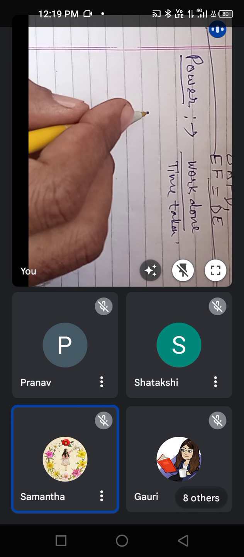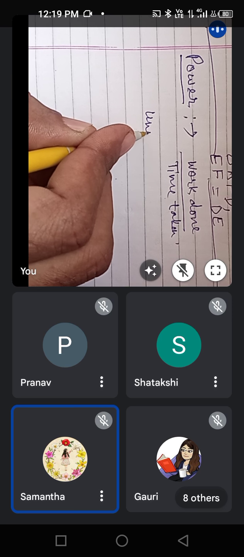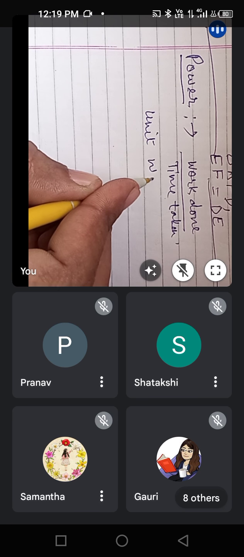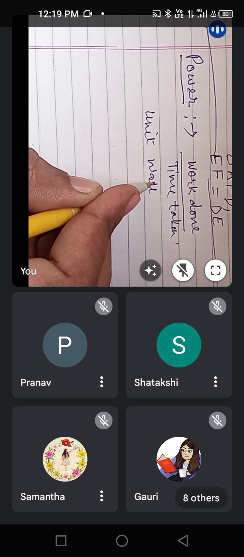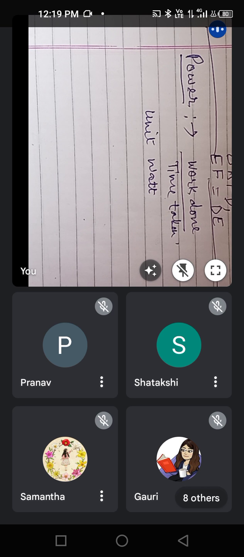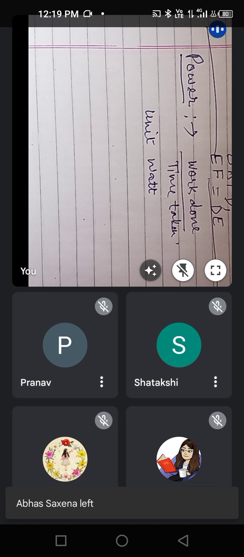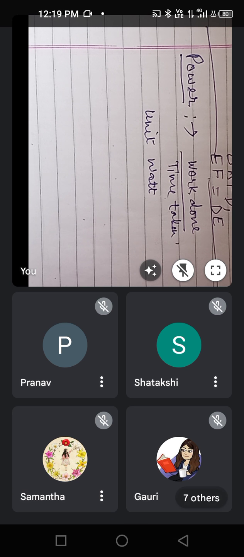Its unit is watt, W-A-T-T, named after the famous scientist James Watt. Do you know what James Watt invented? He invented the steam engine.